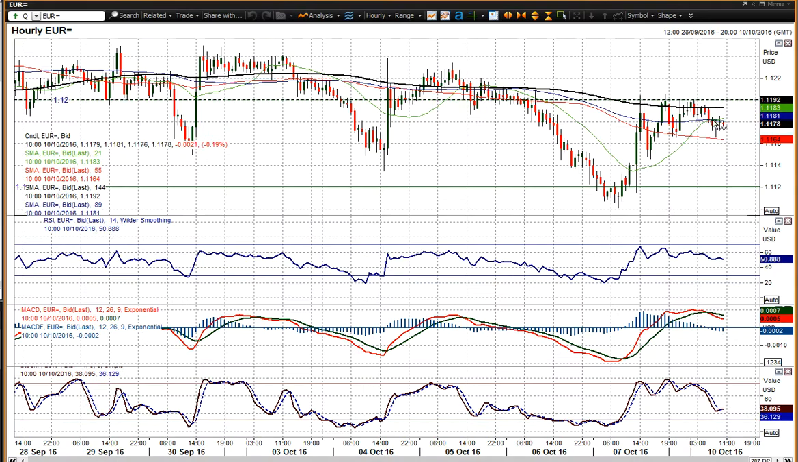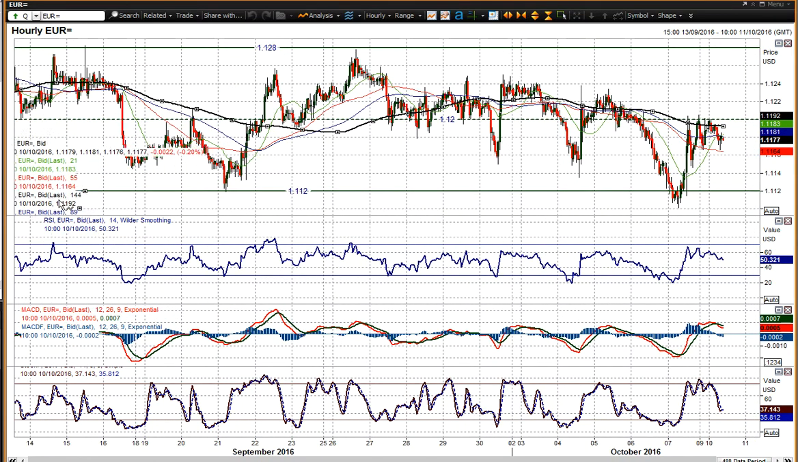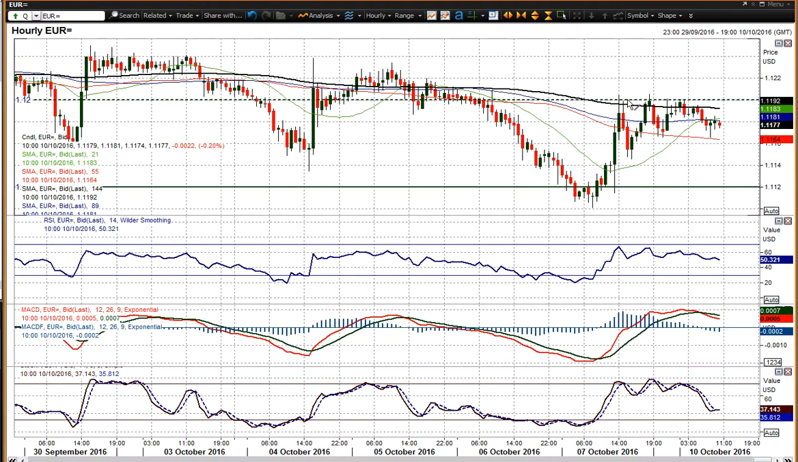112 figure again capping the upside on the rally. I've been talking about the 112 figure recently as this sort of pivot line for the last month, consistently coming back towards the 112 figure, and again that's the basis of resistance today. So 112 big figure, and then above that you're looking at 1250 as your resistance.